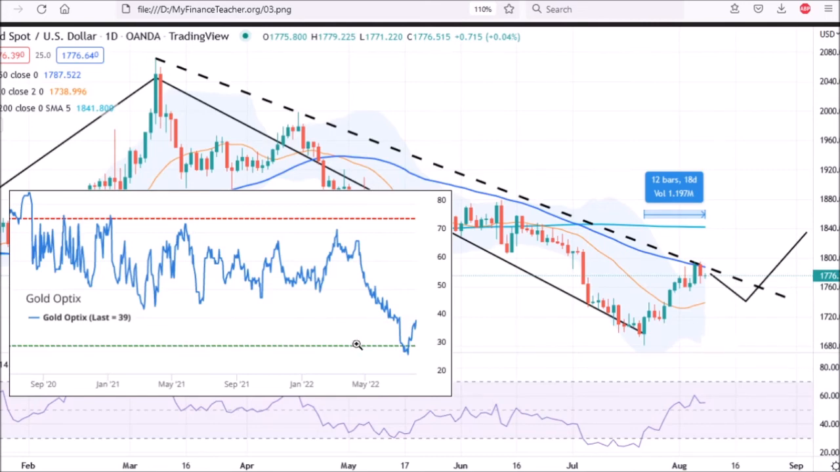This is because the optics has only climbed from under 30 to just under 40. The traders, speculators are still very much frustrated. There is no elation in the precious metals yet. Hence, optics also agrees with our expectations of higher gold price.